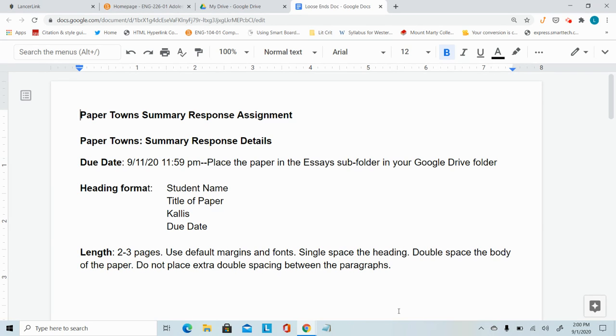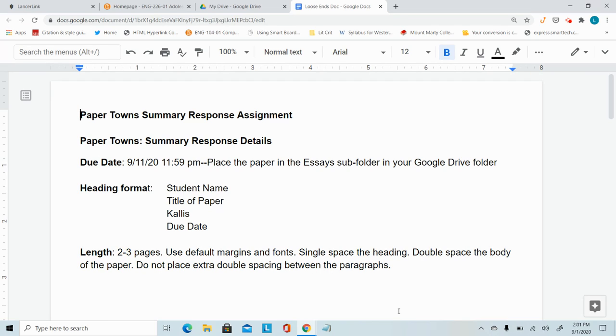that was on the video about the Papertown summary response and the summary response essay in general. But I forgot to talk about the due dates and a couple of other small things. So the due date for the Papertown summary response will be September 11th, 2020. It'll be at 11:59 p.m. And please place the paper in the essay subfolder of your Google Drive folder.